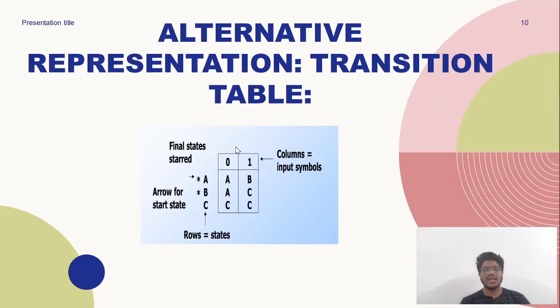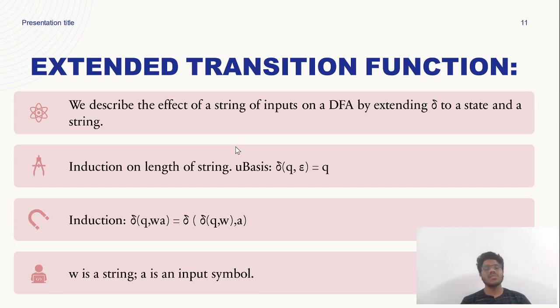Next, the alternative representation of a transition table, where final states are starred, like A, B, and C, where 0 and 1 are the columns and the input symbols, where the arrow represents the start state, and A, B, and AC and CC are rows and states.